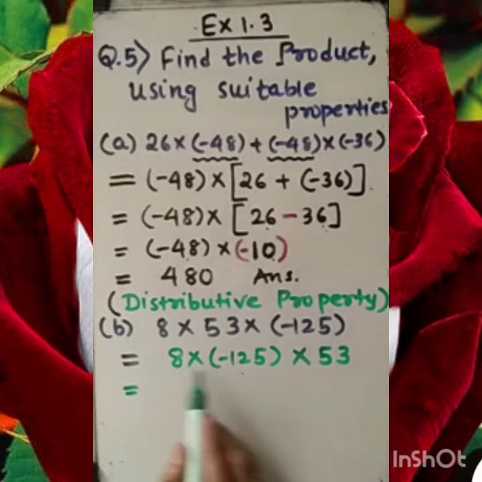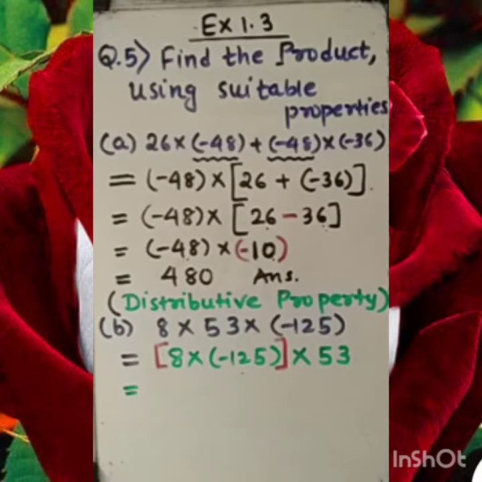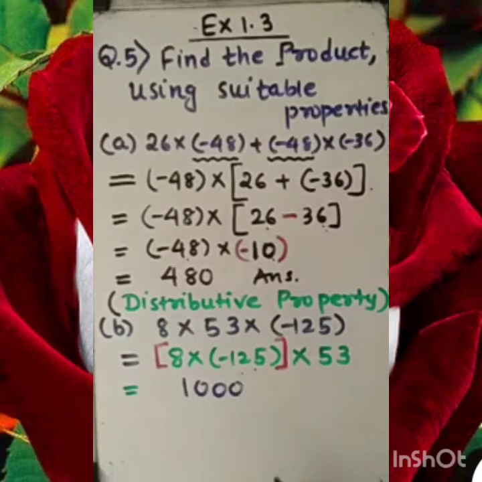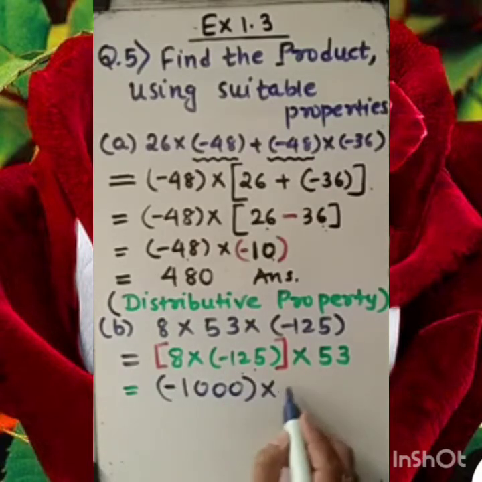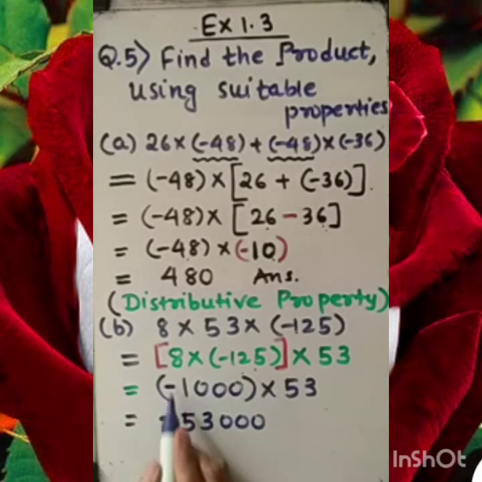Minus 125 into 8. Okay, so let me make a pair of these 2 numbers, and I am going to multiply with this 8. We know that 125 multiplied by 8 gives the result 1000. And here, because of this minus sign, the answer will be in minus, and of course this is 53. Now when we multiply 53 with 1000, then of course it will be 53,000. The answer will be 53,000 along with the minus sign, because one minus is there. So this is the answer.